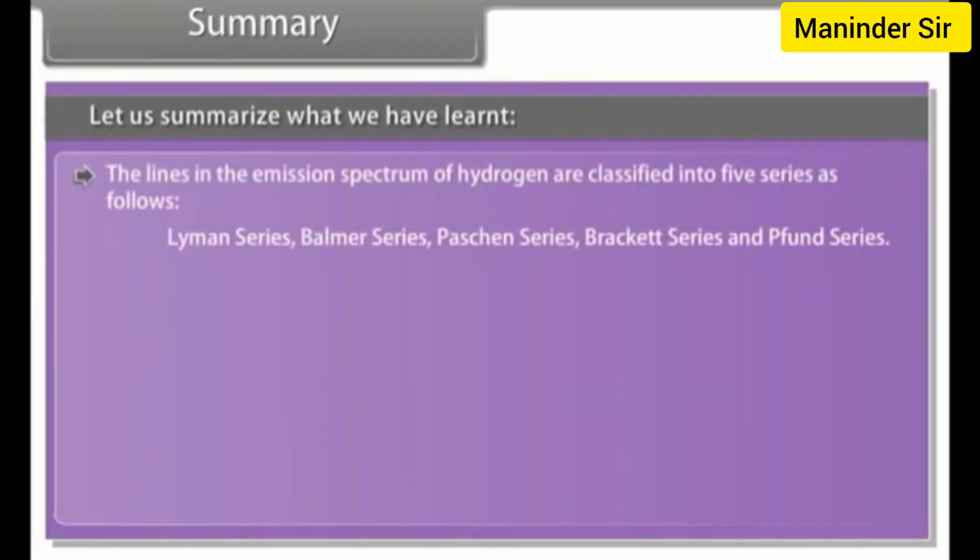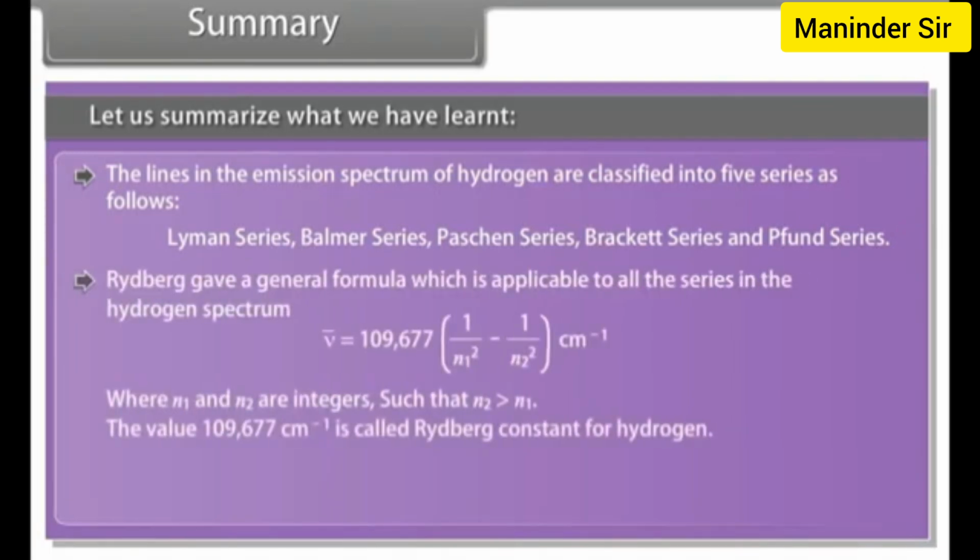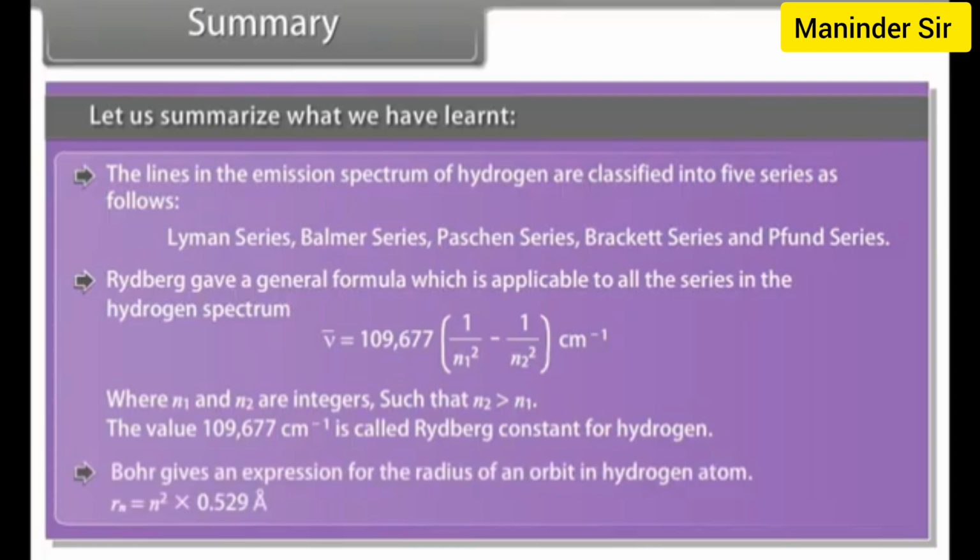The lines in the emission spectrum of hydrogen are classified into 5 series as follows: Lyman series, Balmer series, Paschen series, Brackett series, and Pfund series. Rydberg gave a general formula which is applicable to all the series in the hydrogen spectrum. The value 109677 per centimeter is called the Rydberg constant for hydrogen. Bohr gives an expression for the radius of an orbit in a hydrogen atom. Rn equals n square into 0.529 angstrom.